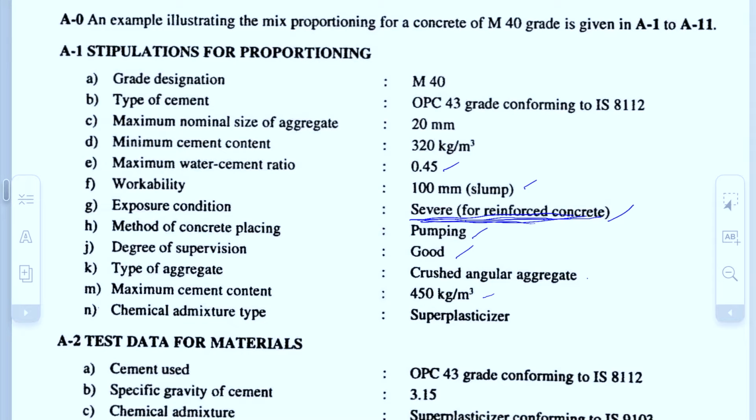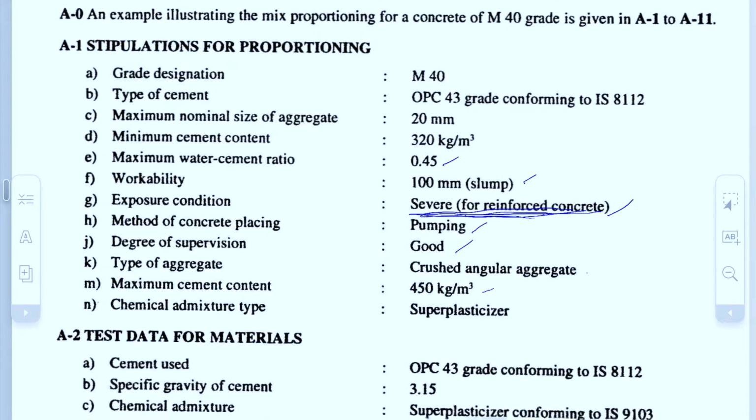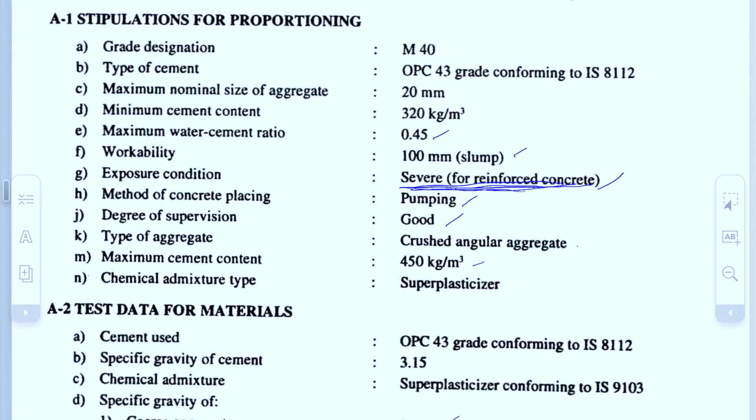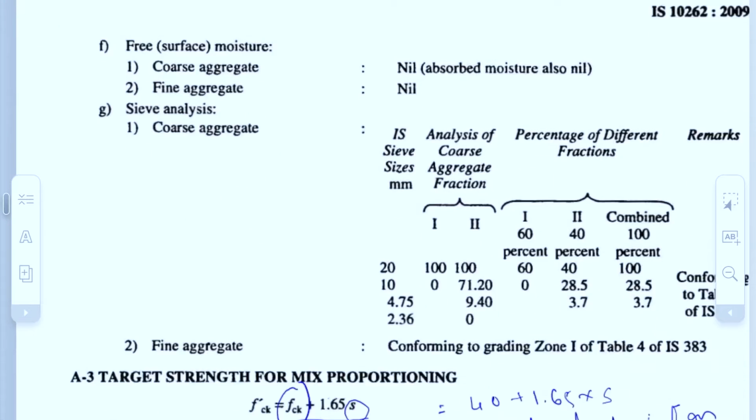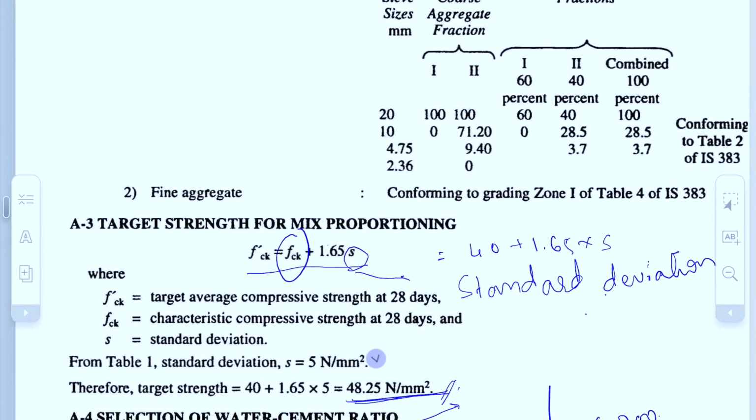So in the last class, we discussed this illustrated example which is given in IS 10262:2009. Here we have obtained various quantities that are required. For example, the target strength of concrete, which is obtained by f'ck = fck + 1.65 × S, whereas fck is given to us.